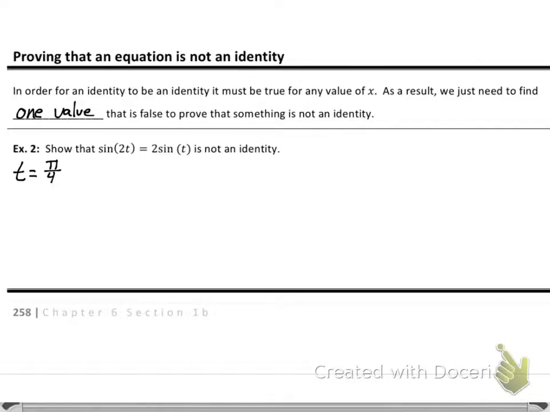Pick something that's going to be on a unit circle. Don't pick pi over 64, because that's not on a unit circle, and you're going to have to use something else. All right, so I chose t equals pi over 4. The first thing I'm going to do is check sine of 2t and what happens when I plug in that t value. Well, we're going to have sine of 2 times pi over 4, which equals sine of pi over 2.